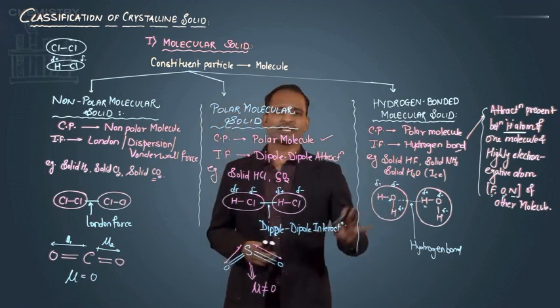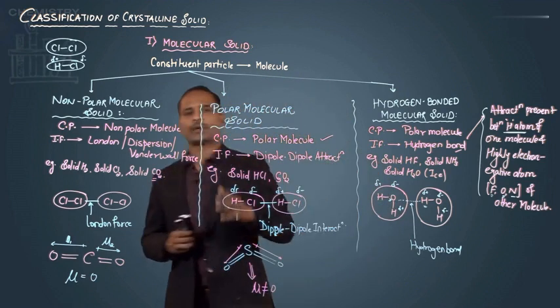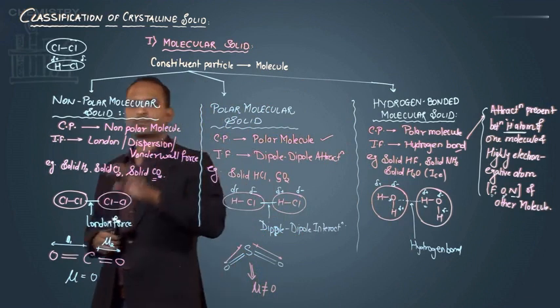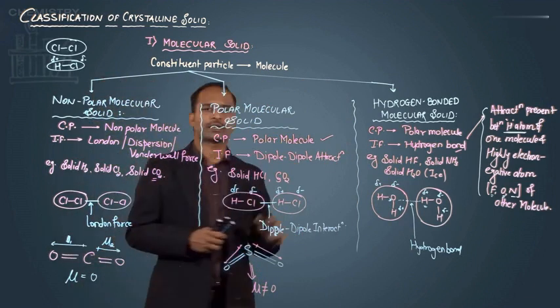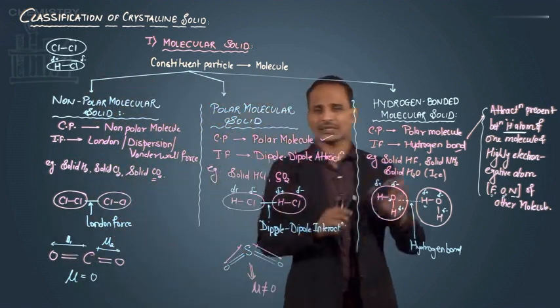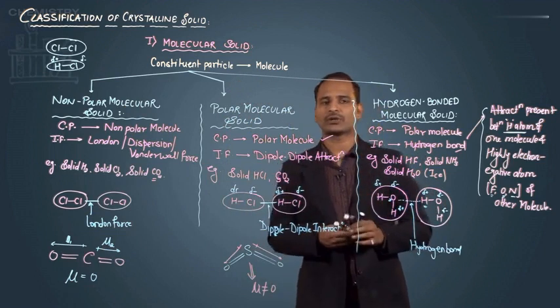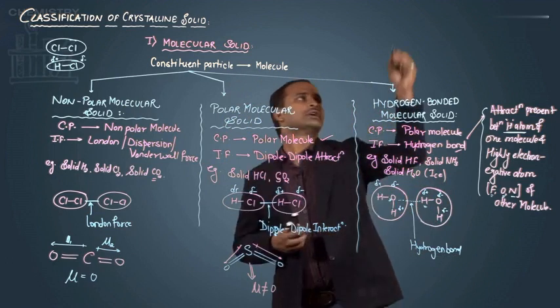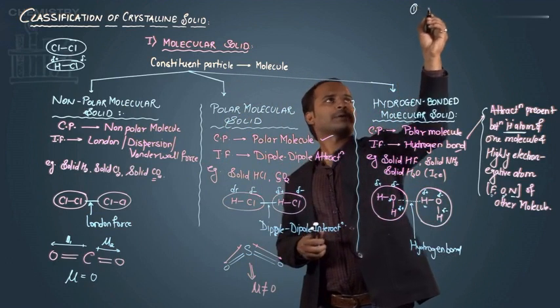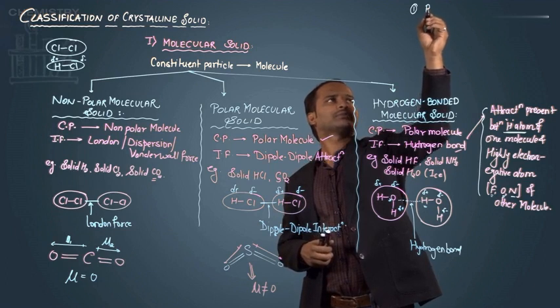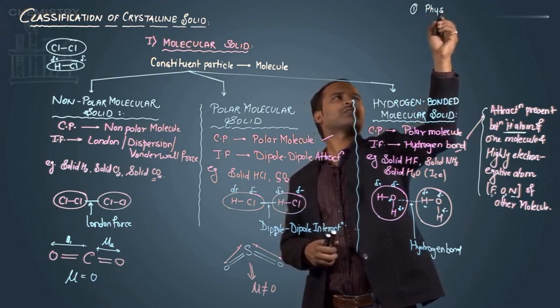So we have these three types of molecular solid depending upon which type of molecules are present, that is non-polar, polar and hydrogen bonded solid. Now let's compare the three types of solid on the basis of some characteristics or properties. The first property is the physical state, or physical nature.